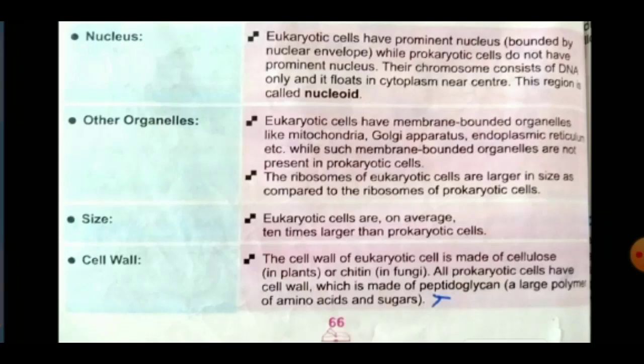In eukaryotic cell, ribosomes are larger in size, whereas in prokaryotic cell, ribosomes are smaller in size. In eukaryotic cell, cell wall is made up of cellulose or chitin, whereas in prokaryotic cell, wall is made up of peptidoglycan, which is a complex molecule of glucose and protein.